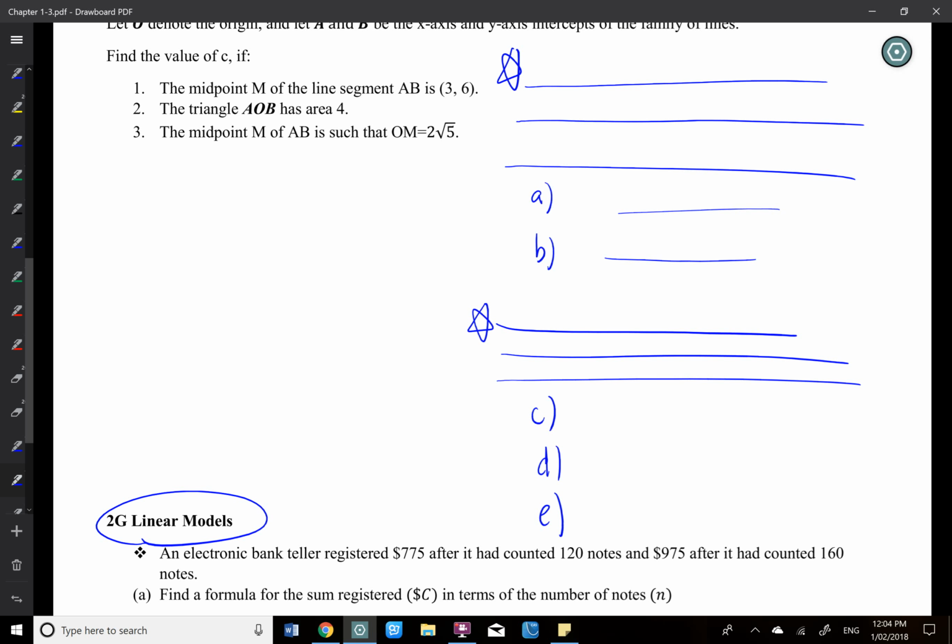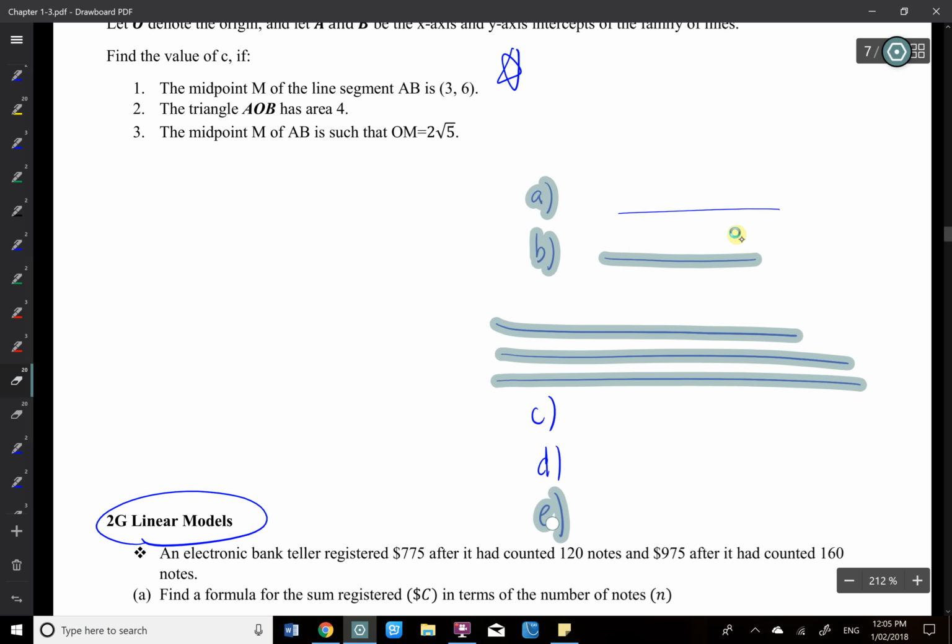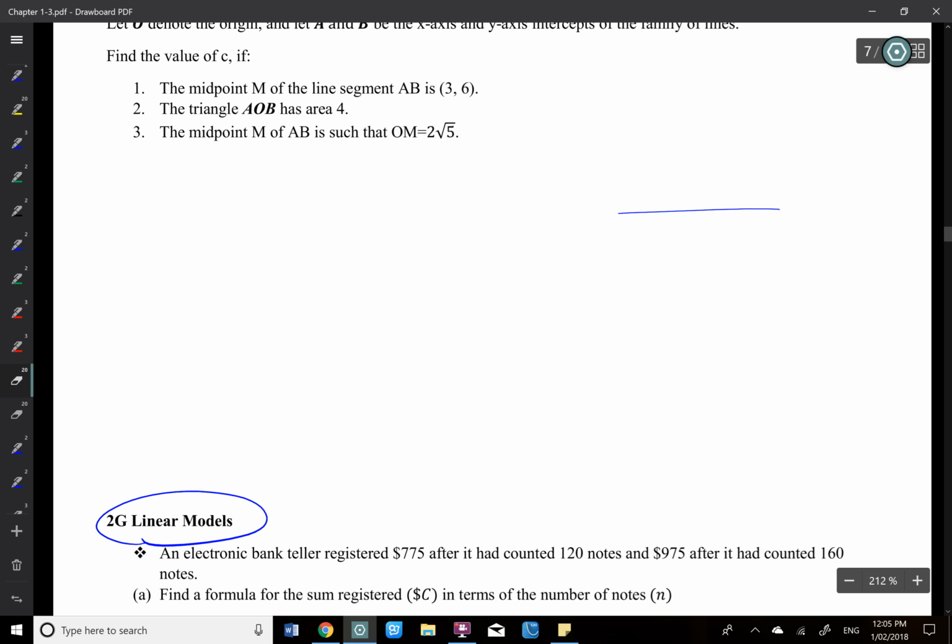For example, the midpoint M is 3.6. It's not 3.6 in the next question. Okay, it's not 3.6 in the next question. So forget about it. That only works for part A. So that's the important thing you need to know before you do that question.